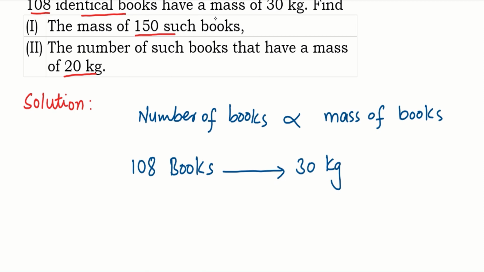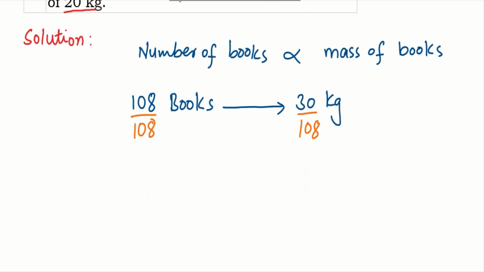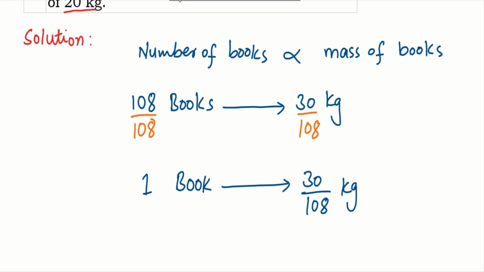So here 108 is the number. We will be converting this number into 150. So to convert this number into 150, what do we do? We convert it into 1 by dividing both sides by the same number, and then we will multiply both sides by 150 to get the desired number. So 108 divided by 108 gives us one book, which has a mass of 30 divided by 108. Although in the numerator and denominator the numbers are even, so we can simplify it, but for now let's not do anything with it.